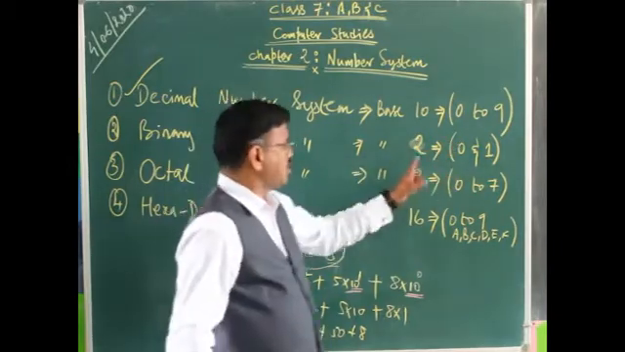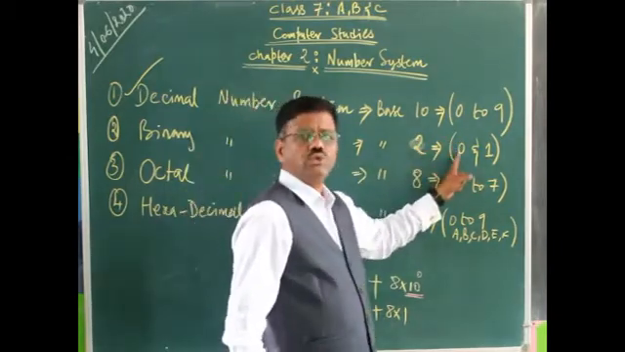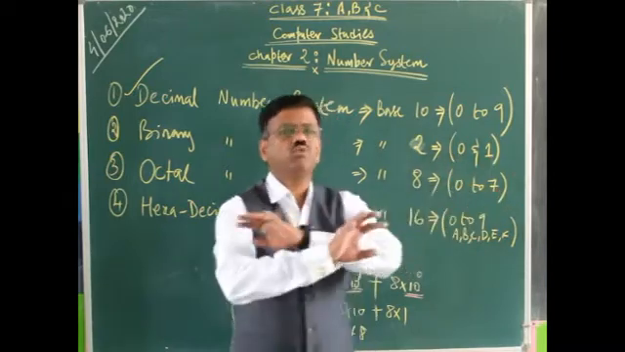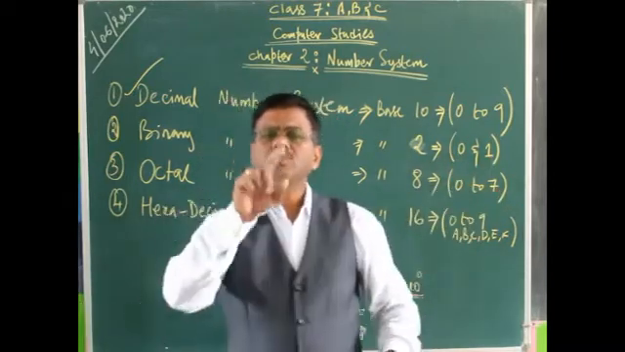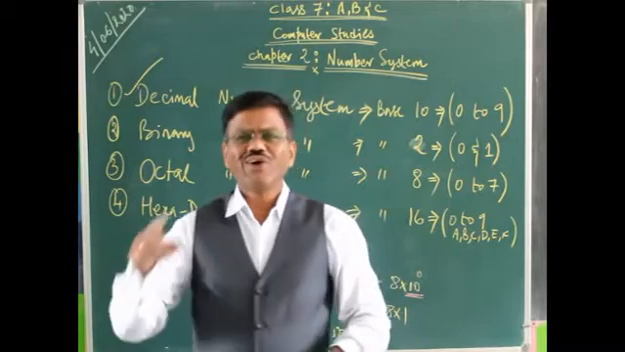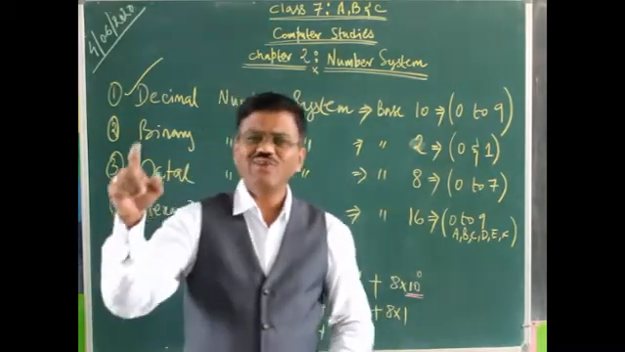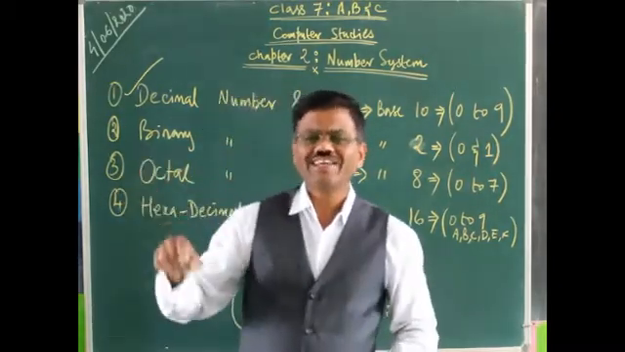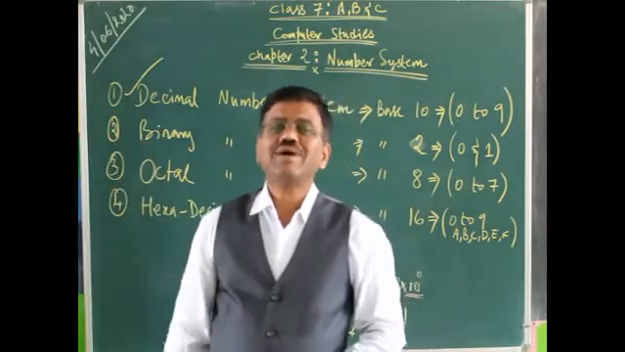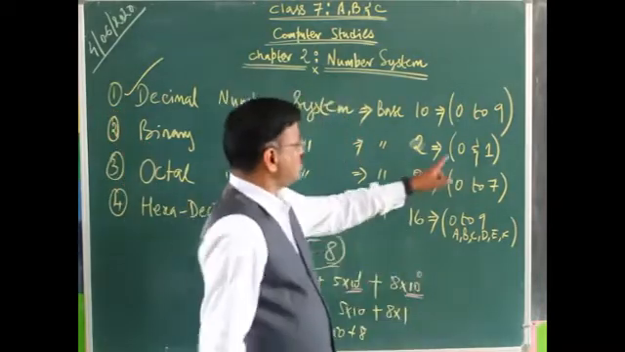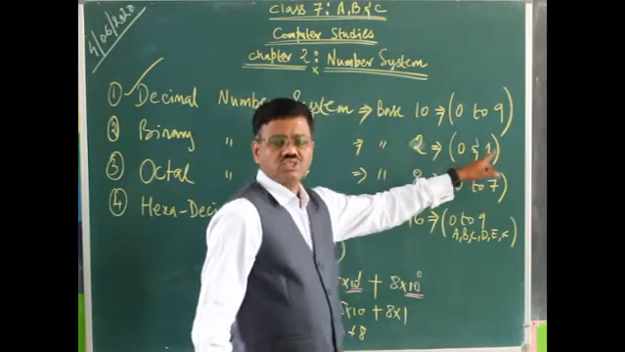Mind you, boys and girls, in binary you will be using only 0 and 1. No other digit is used. The moment you use the digit 3, or the digit 7, or the digit 6 or 9, it's not a binary number. A binary number should have zeros and ones.